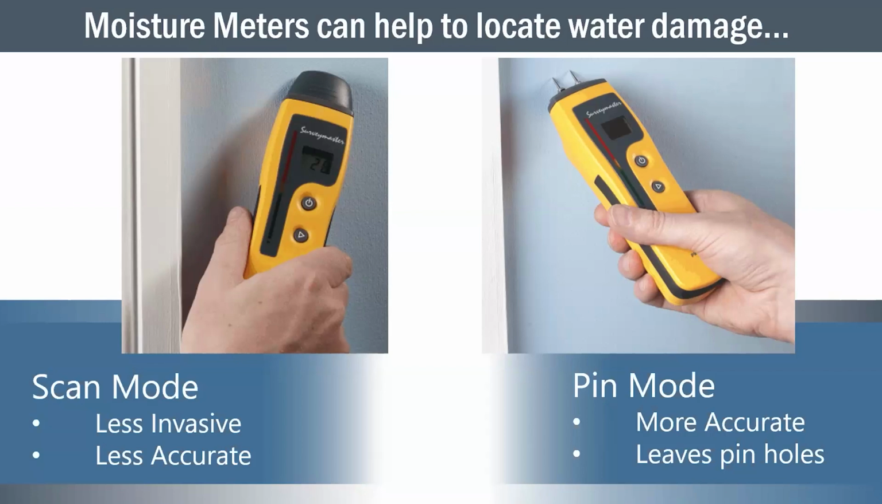Most moisture meters have a pin mode, which is more accurate, and it uses electricity to conduct. So the theory is that the moisture content of the drywall would conduct electricity from probe to probe and gives you a reading. A lot of them also have scan modes, which are less invasive, but they can also be a little bit less accurate. And things like metal conduit or metal building studs can throw off a scan with a moisture meter.